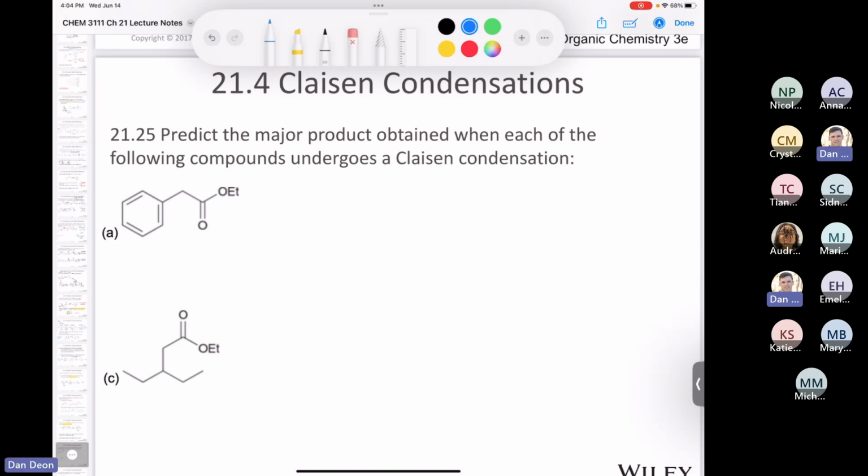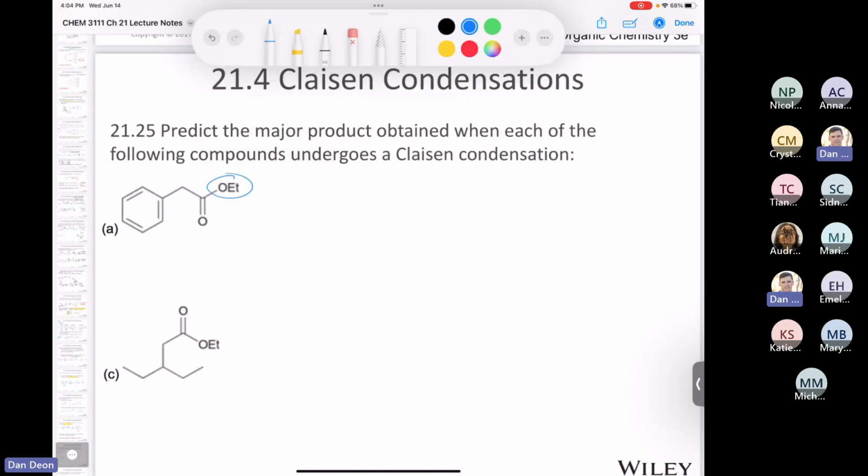We'll just try one. So what's going to happen is we're going to treat this with ethoxide, right? That's what we want to use because we have an O-ethyl group here. So if we treat this with ethoxide, we're going to end up with some of the enolate, which looks like this. And then that can act as a nucleophile in a nucleophilic acyl substitution. So we form a tetrahedral intermediate. Then we lose the ethoxy as a leaving group. And so our final product after the loss of leaving group is going to look like this.